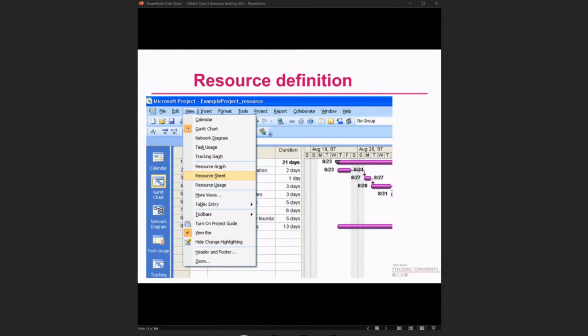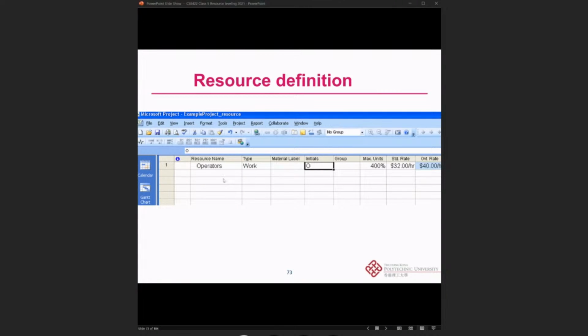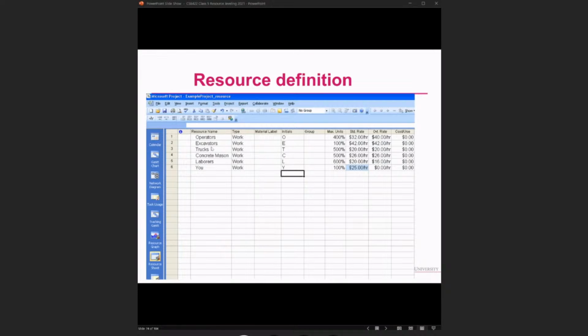All right. So now we can start with the view. We can click the Gantt chart, it will show, and then we also click the resource sheet, and even view the bar. If it's the resource sheet, you can see we can start to input the information about your project. For example, we need an operator, type is work. We can have the maximum units, standard rate, and overtime rate. We can put all this kind of information in, and you can also include excavators, trucks, concrete masons, laborers, even yourself, so we can put that information inside.